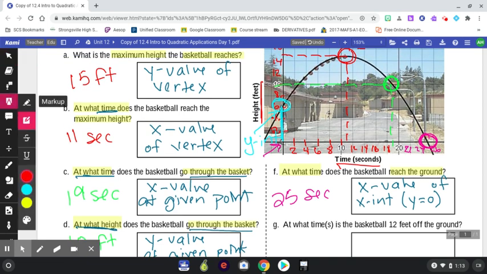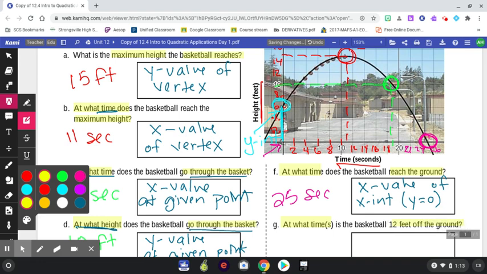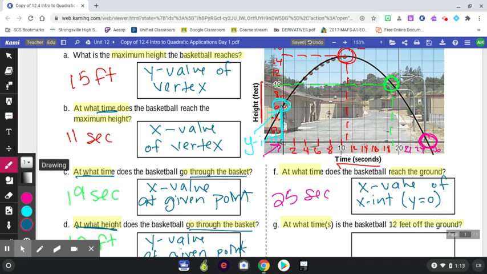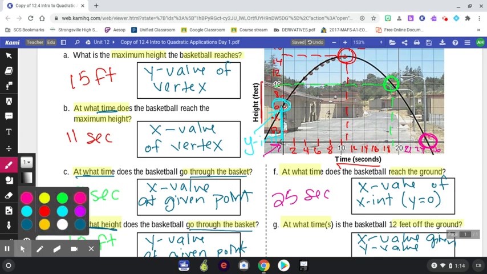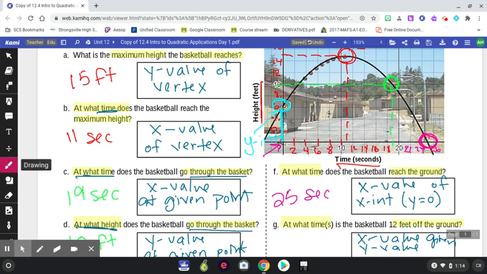This next one says, at what time is the basketball 12 feet off the ground? Okay, so again, I'm looking for what time, which means I'm looking for an x value. And I was given a y value. I was told what that height was. Okay, so at a height of 12. So here's what I'm going to do. When the y-axis is 12, I'm going to draw this horizontal line all the way through 12, a height of 12.